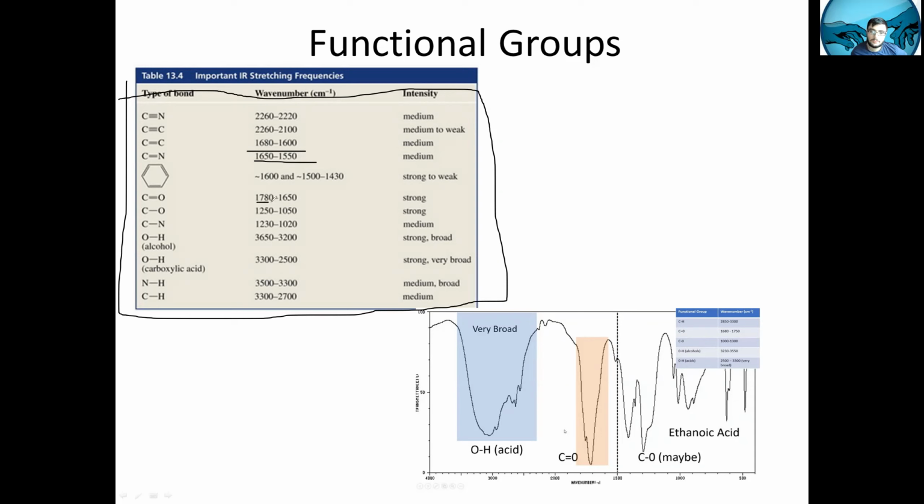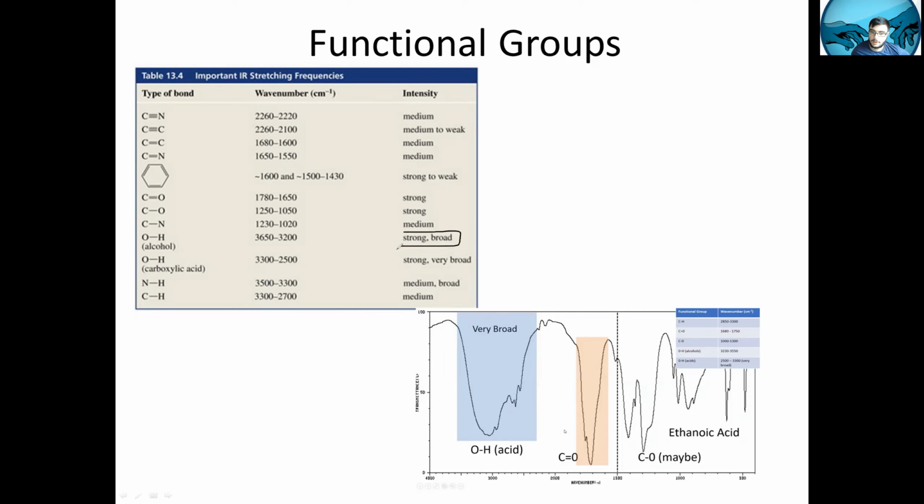C double bond O will be about 1750, but it'll have a very strong peak, like you can see here. It's a very intense peak, right? Goes all the way down essentially, whereas these are more mediums, these will go like halfway down. So pay attention to this. This one, OH alcohol, this one's pretty important. Broad. These OHs are very broad, as in they're very wide. You can see that's what it is here.